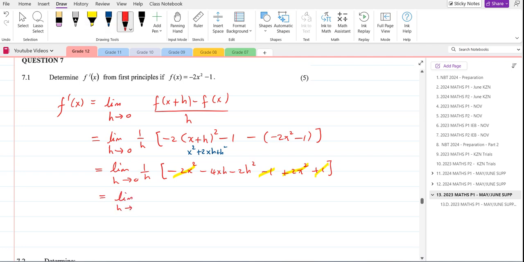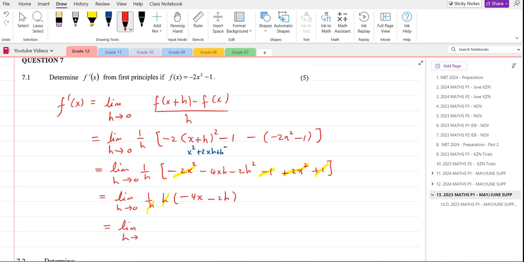Limit as h approaches 0 of 1 over h into h. I'm taking out h as a common factor as well, into minus 4x minus 2h, right? And now we can see the h's cancel out. The idea of cancelling out the h is because when you substitute 0 here, you're getting undefined. That's the reason why you need to factor it out.